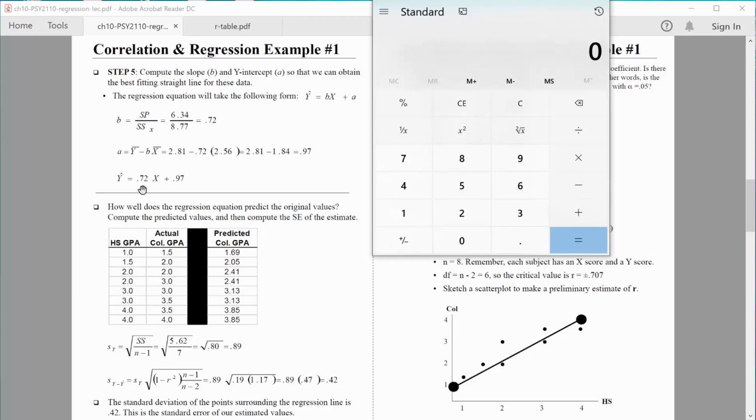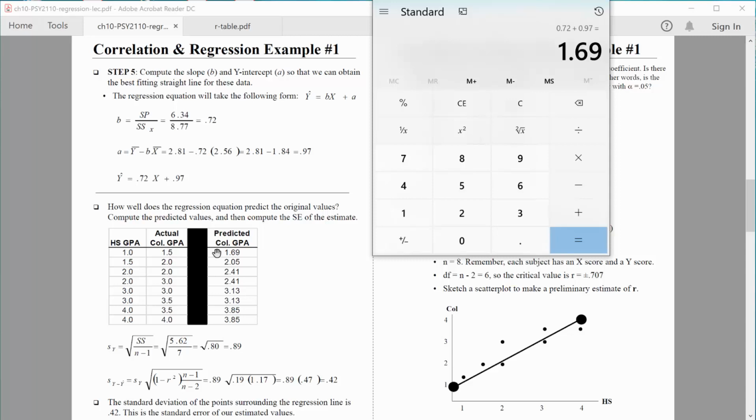Let's start with that first person. We're going to take 0.72. We're going to multiply by their high school GPA, which was 1. That equals 0.72. Now we need to add to that 0.97. So we would predict that that person would earn a GPA of 1.69 in college. They actually earned a GPA of 1.5. So it's doing pretty well.